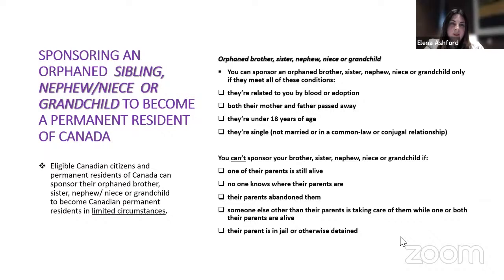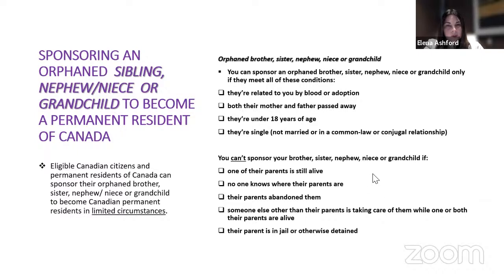sponsoring a sibling. So you can only sponsor an orphaned sibling. What does it mean? So you can sponsor an orphaned brother, sister, nephew, niece, or grandchild if they're related to you by blood or adoption. Both of their parents passed away. So again, if you have a sibling and one of their parents is still alive, you cannot sponsor your sibling.